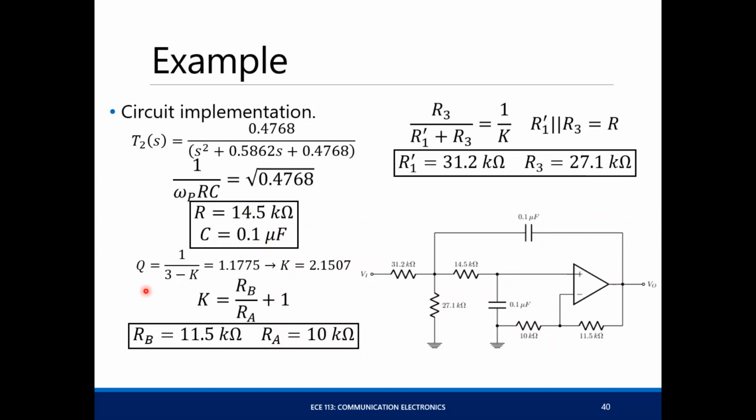Okay. Next is to solve for the gain based on the Q factor. So from the Q factor, which is the square root of this divided by this, you get a gain of 2.15. So an appropriate value would be RB is this, RA is this. And finally, to compensate for the gain introduced by this op-amp, you use a voltage divider whose output resistance is the same as this resistance right here.